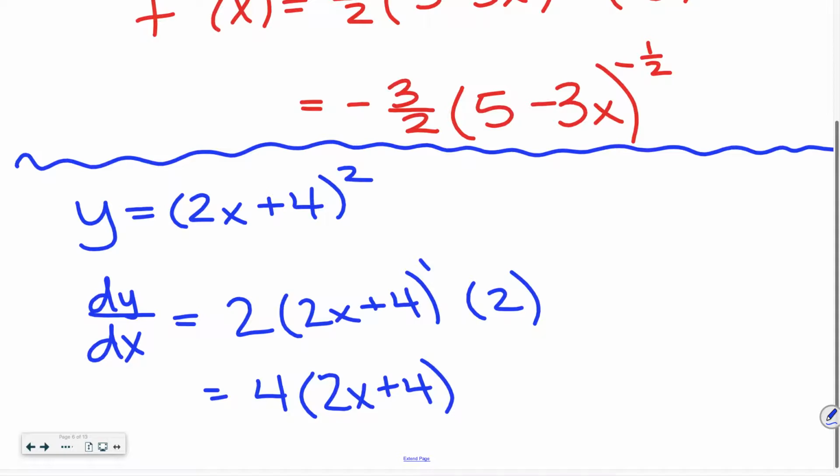Would you want us to leave it like that and multiply it down? I'm fine with you leaving it like this. Now, when we get to unit 3 and we have to set it equal to 0, then you're going to have to do some algebra no matter what. But I'm fine with this. Okay.